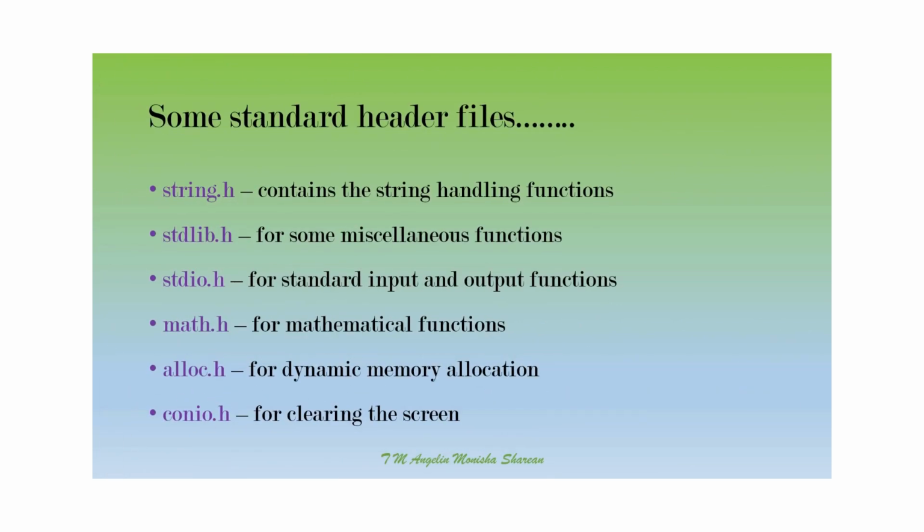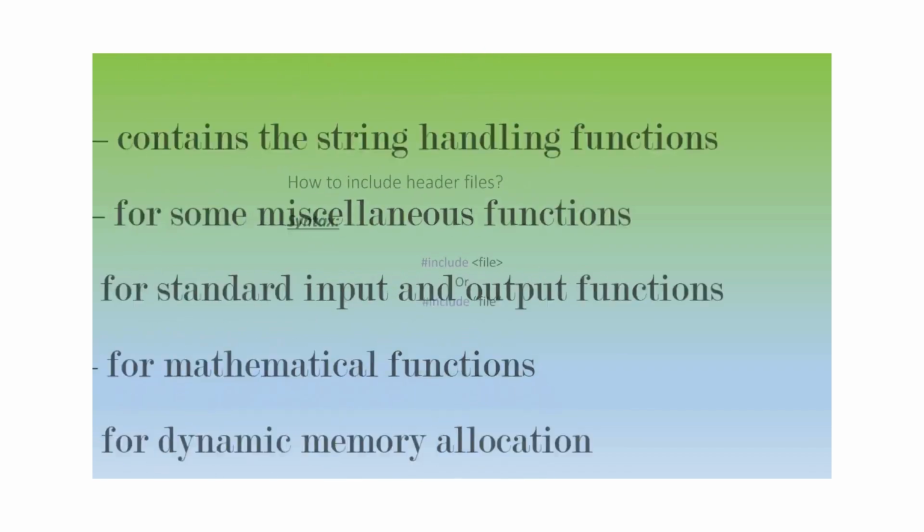We can see some standard header files available in C. string.h, which is used for handling string functions such as copying a string, cutting a string, etc. stdio.h, the standard IO header file that includes all the standard input-output functions such as printf, scanf, etc. math.h, the header file that includes mathematical functions, that is, direct functions for finding the value of cos and sin, etc. alloc.h, the header file that is used for dynamic memory allocation, and conio.h has the definition of clear screen functions.